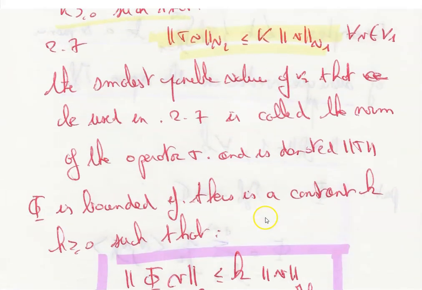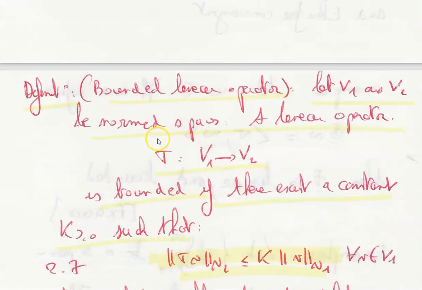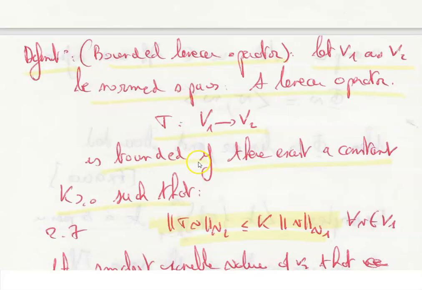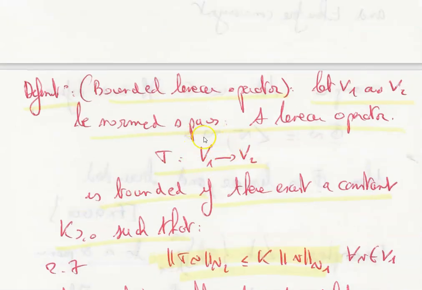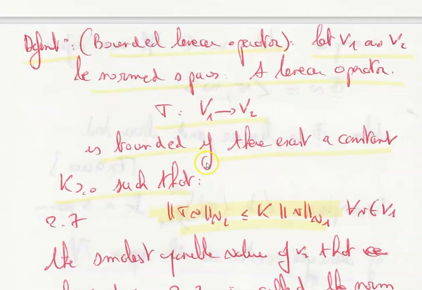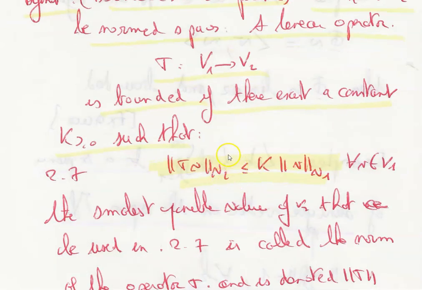Okay, so definition. What is a bounded linear operator? Let V1 and V2 be normed spaces. A linear operator T is an operator that takes a vector in V1 and gives a vector in V2. And this linear operator is bounded if there exists a constant k such that the norm in V2 of T applied to v, a vector of V1, is less than k, obviously a real positive number, multiplied by the norm of v in V1. Because T of v is an object that belongs to V2, that's why it's the V2 norm, and v belongs to V1.